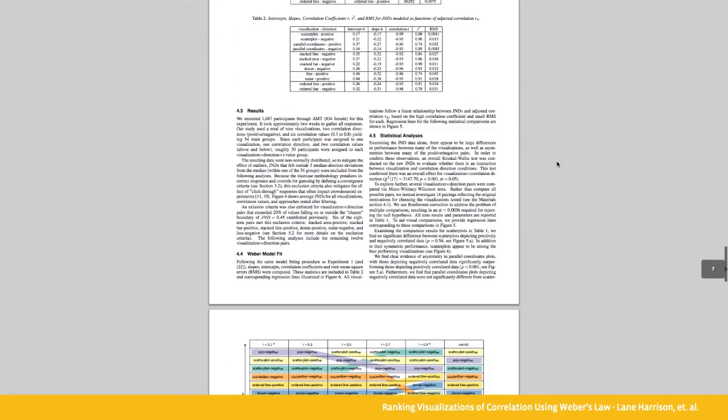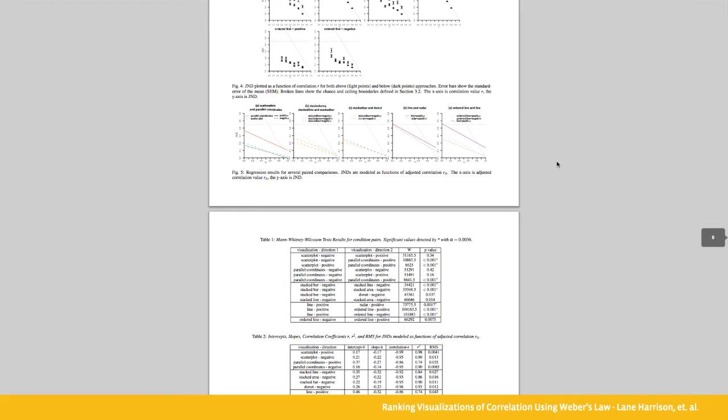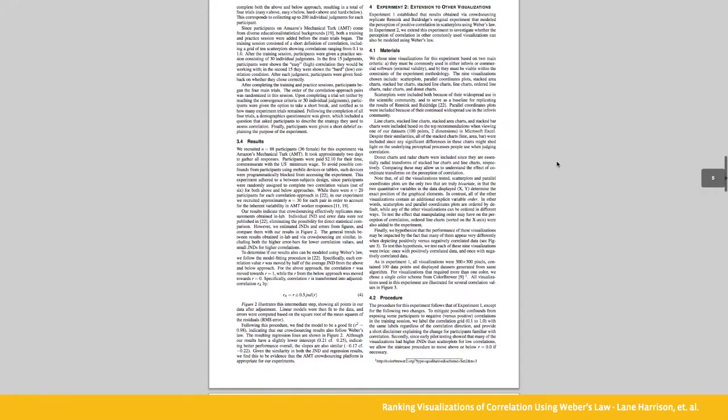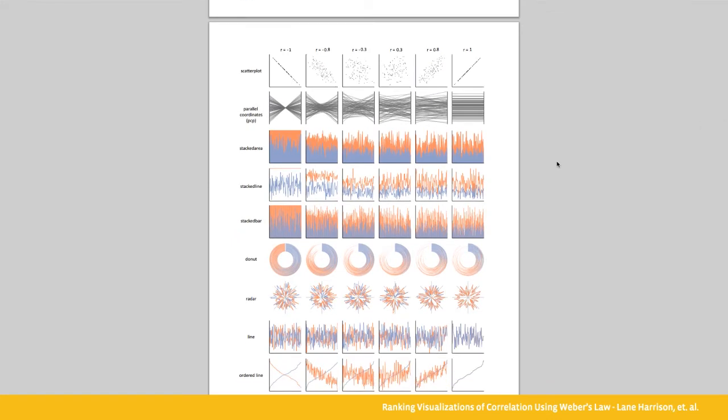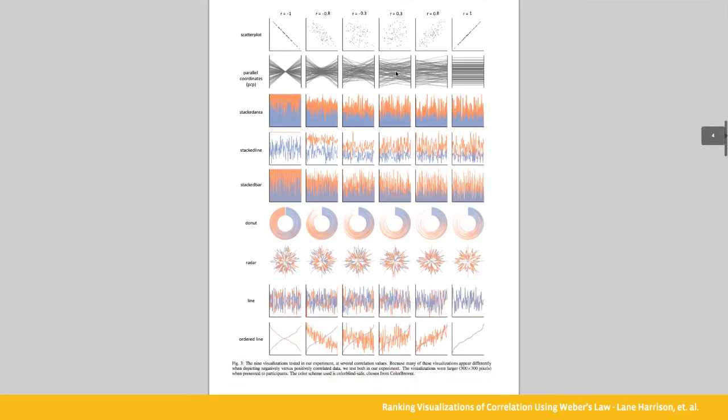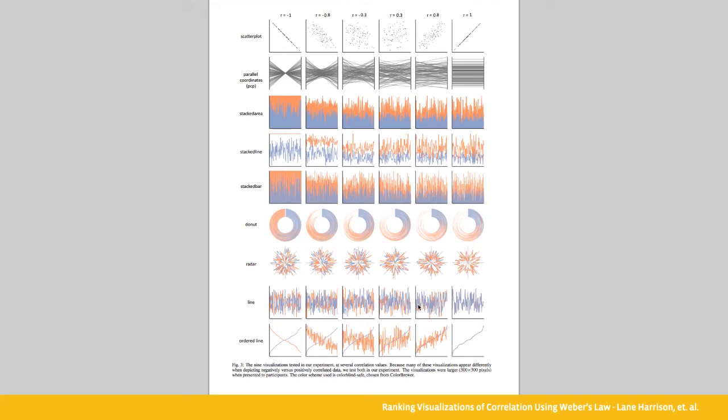Recently, Lane Harrison and his team actually used Weber's law to classify different visualization techniques for understanding correlation, figuring out which data set looks more correlated. I won't really go into this paper, but it's proven that this concept, Weber's law, can be used for comparisons outside of simple spatial reasoning. He found that a scatter plot for positively correlated data ended up being the easiest thing for people to understand, which I found interesting.